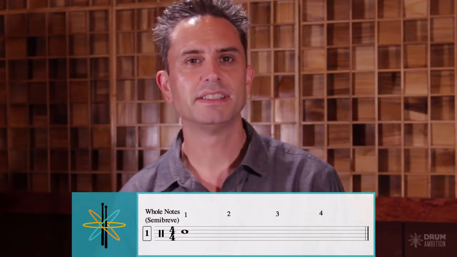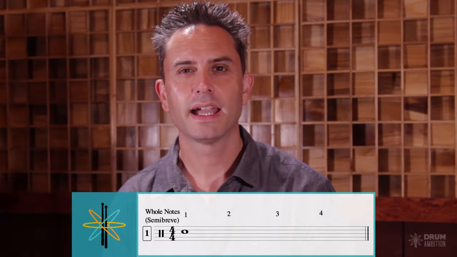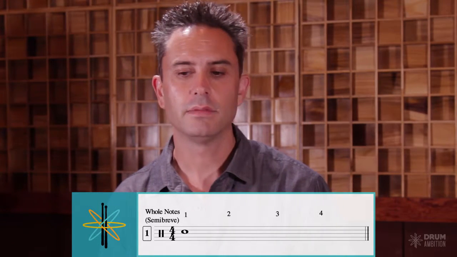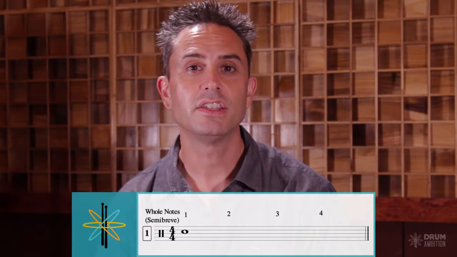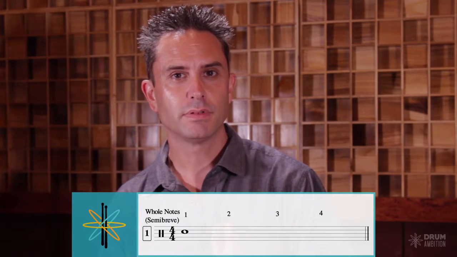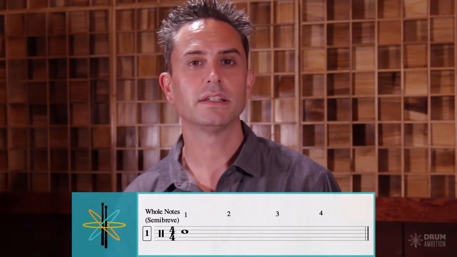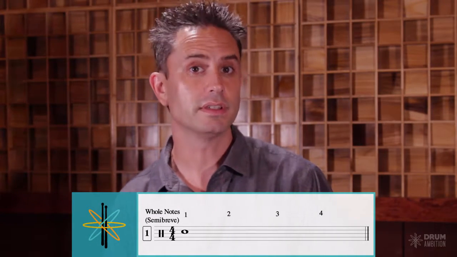So let's talk about what these numbers are telling you on a time signature. The top number is telling you how many beats are in the bar, and the bottom number is telling you what each beat is equal to. Now that will make a little bit more sense when you work through the first couple of videos, but in the meantime, the top number is a 4, so there's 4 beats in the bar, and the bottom number is a 4, so each beat is equal to a quarter note.